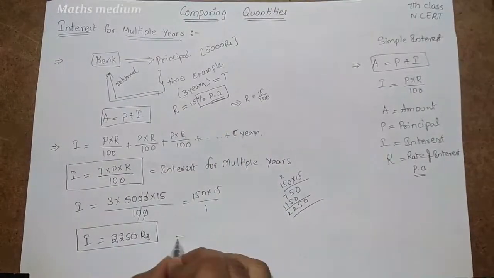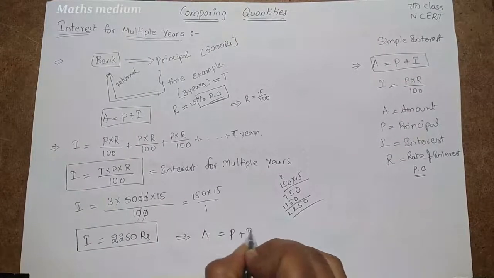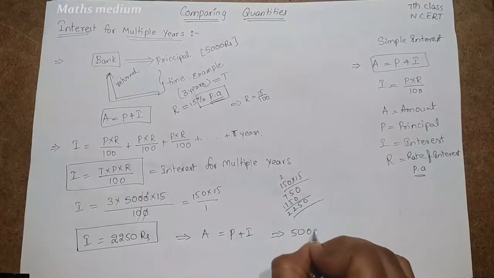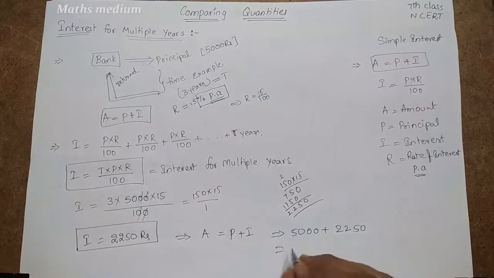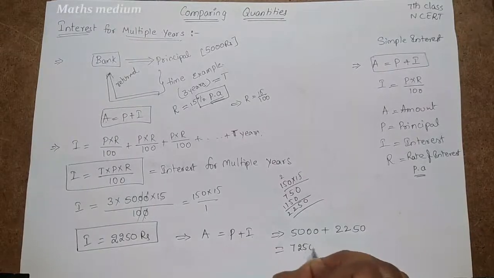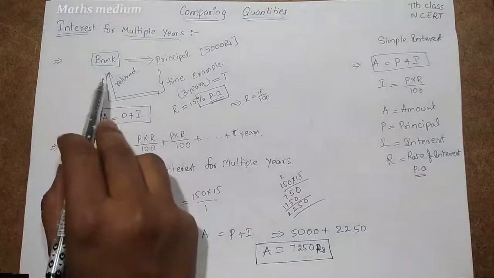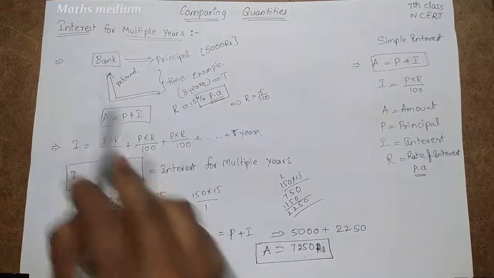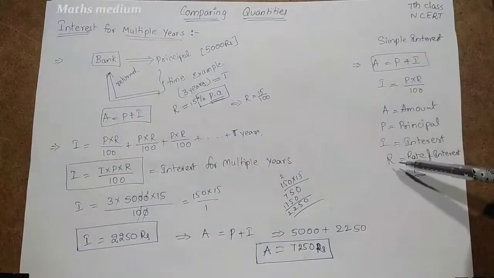Now we have to take the amount. A is equal to P plus I. We know the P and we know the I also. So 5000 plus 2250 rupees. Finally 7250 rupees is the amount, that is the total amount we have to pay, that is the return amount to the bank. So this is how to calculate interest for multiple years, the simple interest formula, and the abbreviations for each letter.